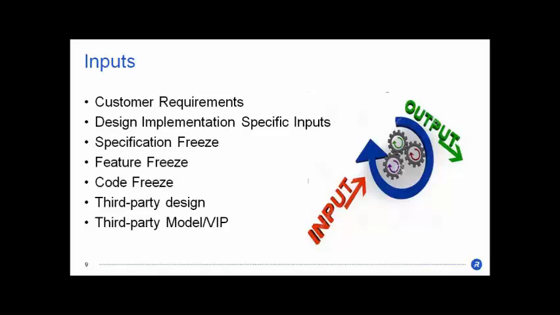Then feature freeze. Feature freeze is the stage where the design team has implemented all the features. So the design is feature frozen, and that is very, very important because now you know that you can run your complete test suite. Otherwise, you are running and then you find that this feature is not supported, and because of that you are getting this kind of error. So it's a very, very important milestone.